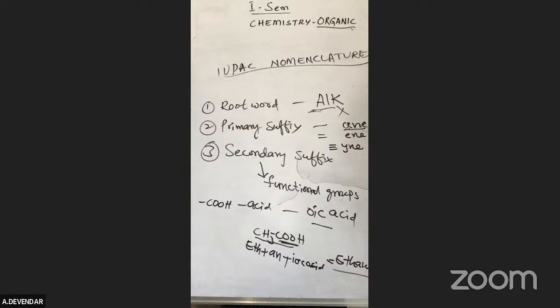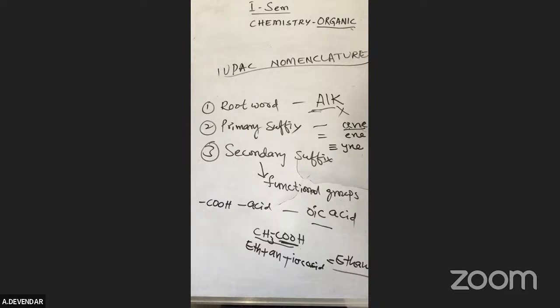Why is it called acetic acid? The common name has a history. Acetum is the Latin word, meaning vinegar. We have vinegar. Acetum. So the IUPAC name is ethanoic. Like that we are using the root word, primary suffix and secondary suffix. On the basis of this, you can name an organic compound.